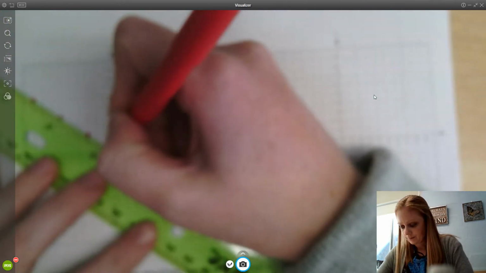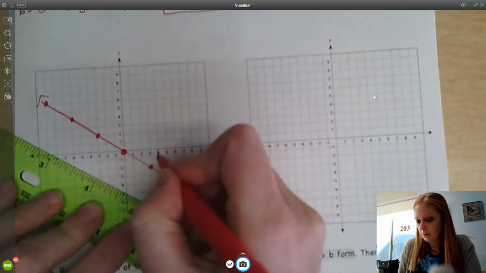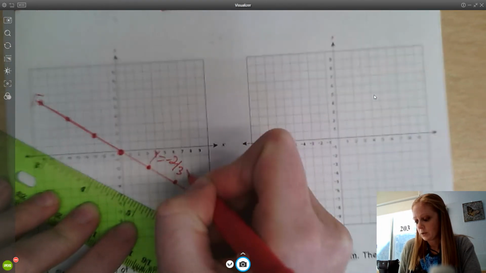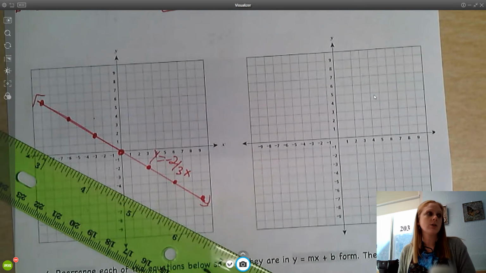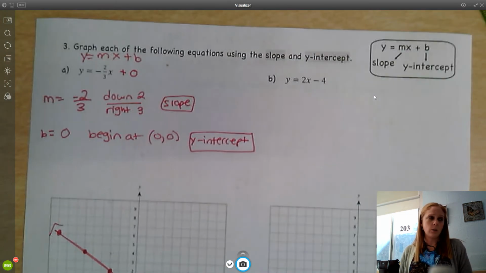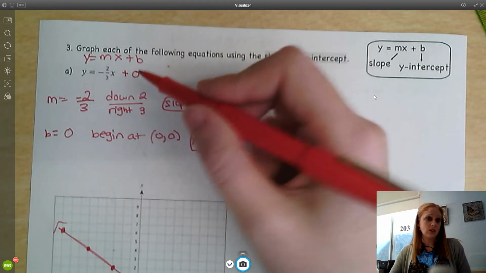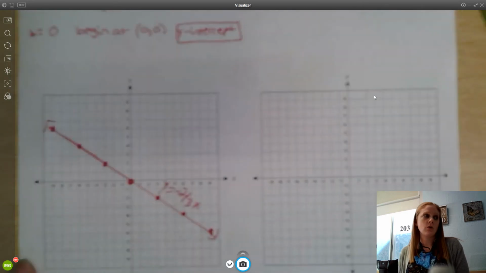Connect. Label y equals negative 2/3 x, and don't forget your arrows. Right, so again, this one, because it was just in y equals mx form, the plus b really wasn't there, it's just plus 0. That means it's going through the origin.